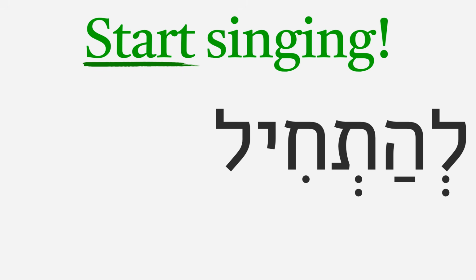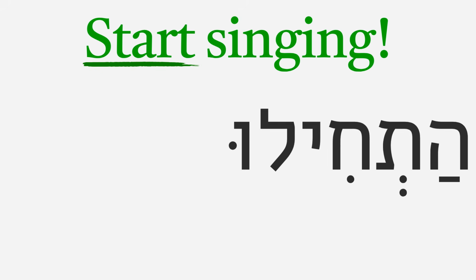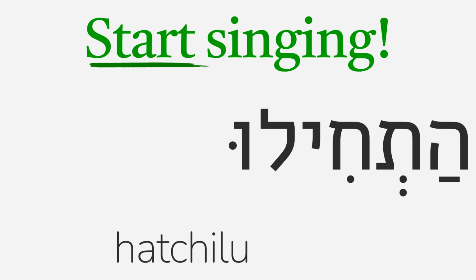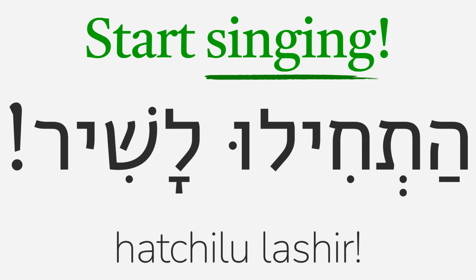To make the masculine plural form of the imperative, we'll take the infinitive, להתחיל, to start, take off the la, which means to, and add an u ending for the masculine plural form of the imperative. התחילו, start. In Hebrew, the verb singing will be the kal infinitive לשיר. התחילו לשיר. Start singing.